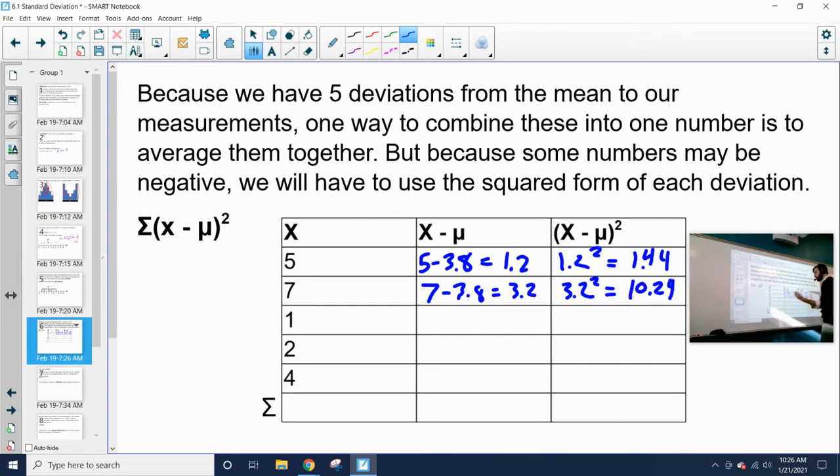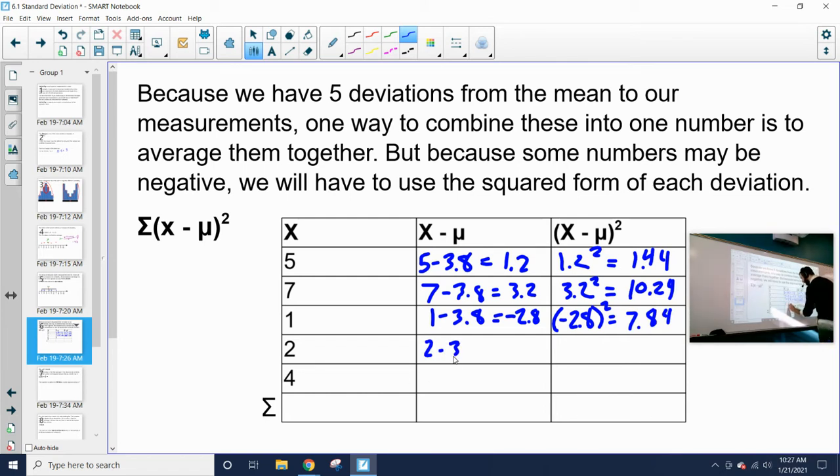I'm going to do this with each of my points. So 1 minus 3.8 gives me negative 2.8. So this is why we have to have the square value, because negative 2.8 squared is going to give me a positive number. It's going to give me 7.84. I want all my answers to be positive so they don't cancel each other out.